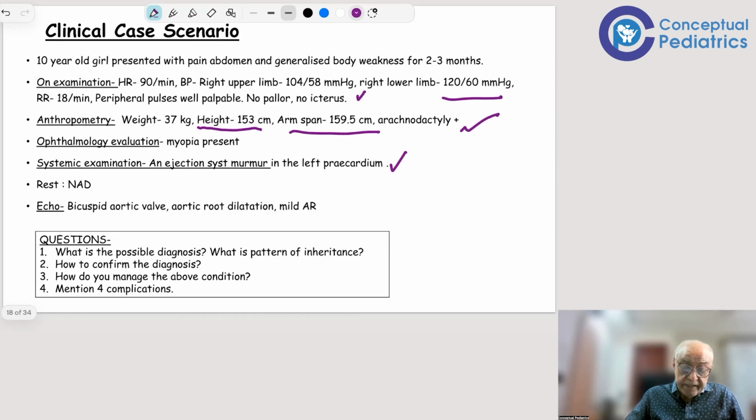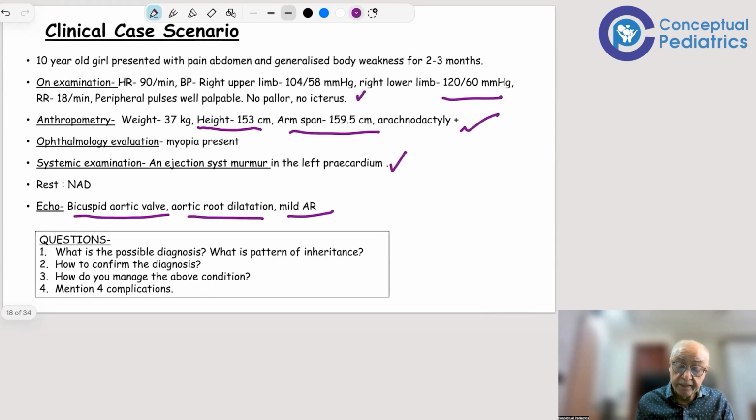Now, since we have the facilities, this child was subjected to echocardiography. In this echocardiography, there was a bicuspid aortic valve, and aortic root dilatation with mild AR. So basically, if you have a child with aortic root dilatation, evidence of mild AR, and a picture of arachnodactyly, straight away an ophthalmological examination was done. Of course, there was no ectopia lentis here, but myopia was found. So what is the possible diagnosis?